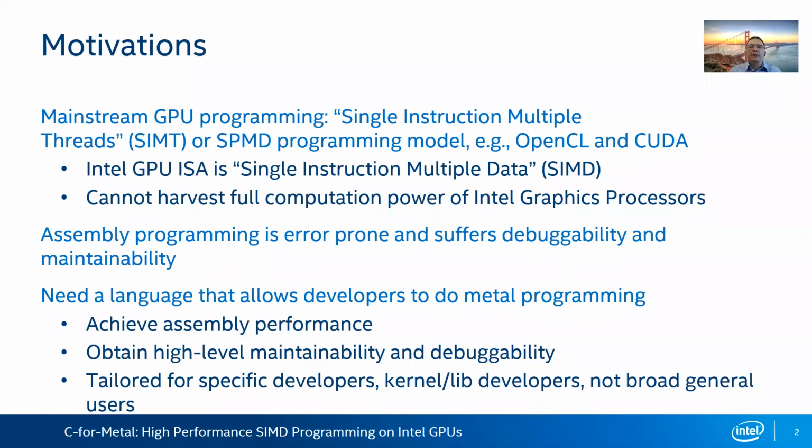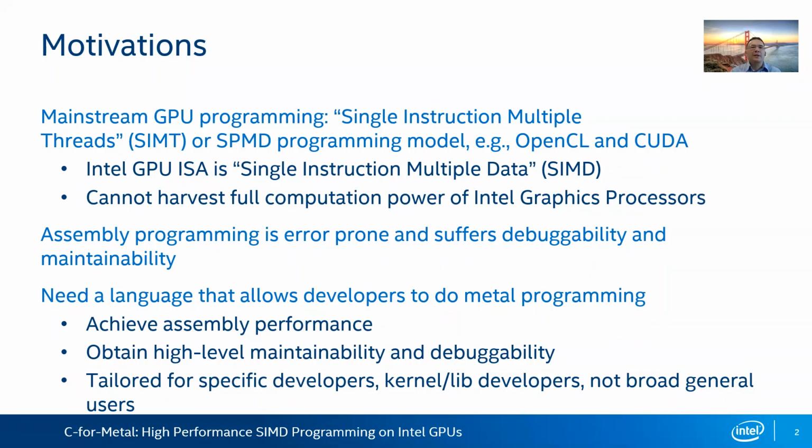Mainstream GPU programming on the market today adopts a single instruction multiple threads or single program multiple data programming model. Typical examples are OpenCL and CUDA. Intel GPU ISA is a single instruction multiple data SIMD architecture. The compiler is supposed to bridge the gap between the programming language and the underlying hardware. Although our compiler strives its best to generate optimal code, we still found cases where the user cannot harvest the full computation power of Intel GPUs.